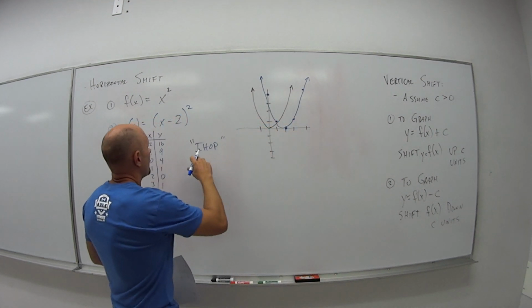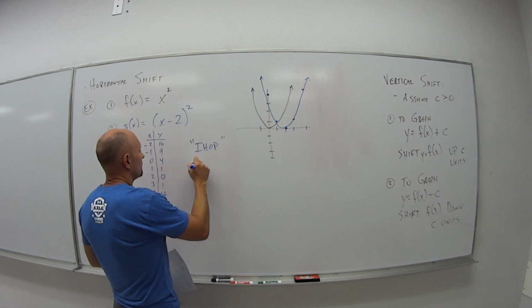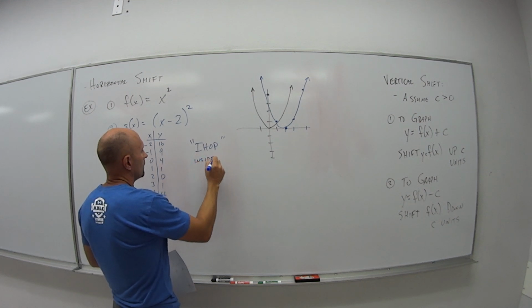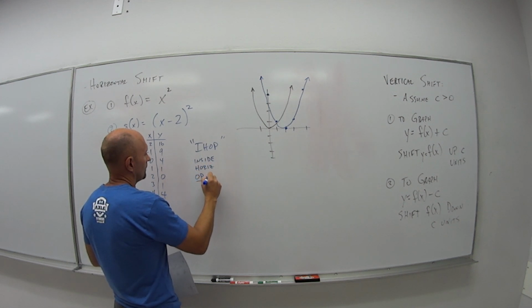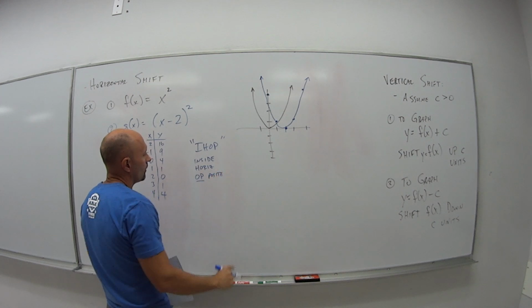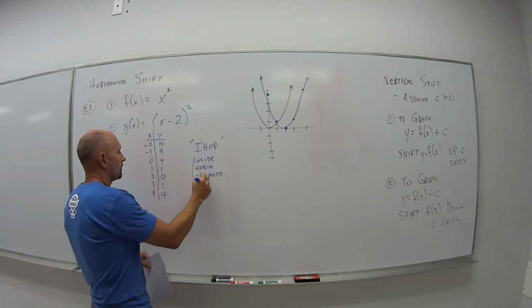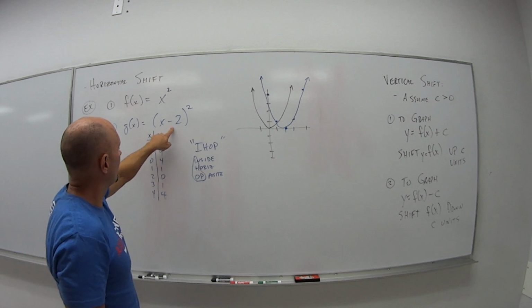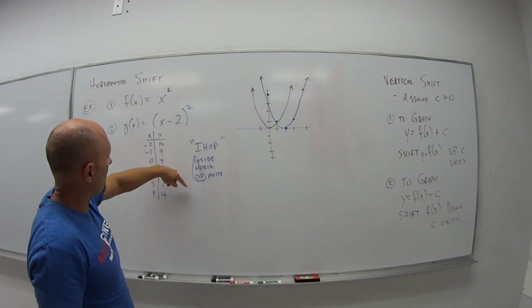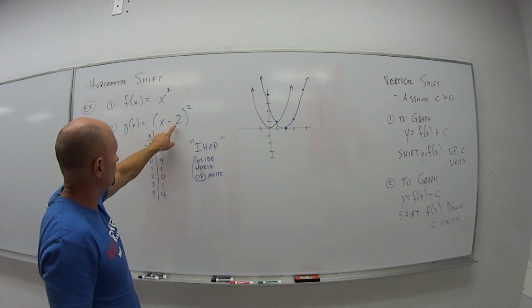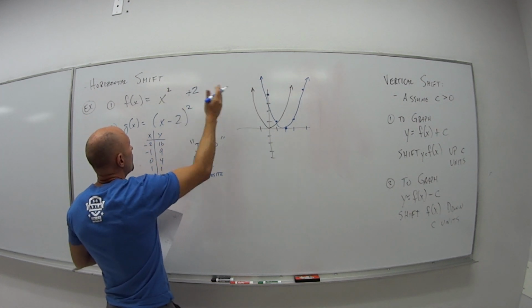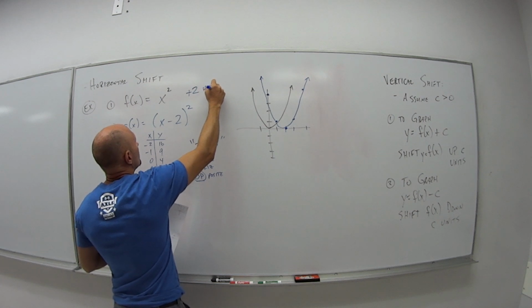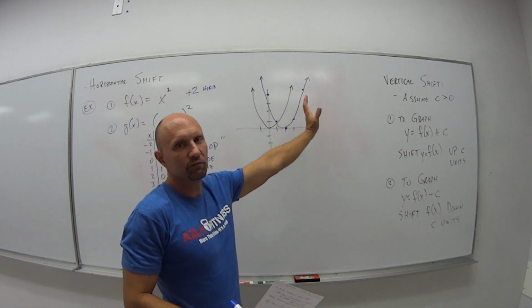So when we are doing shifting, remember pancakes and IHOP. Why? IHOP stands for inside, horizontal shift, opposite of what I see. I see minus 2, which means it's actually a plus 2 horizontal shift, or in this case, 2 units shifted to the right.